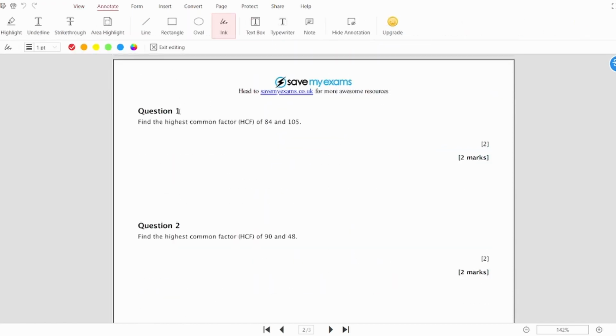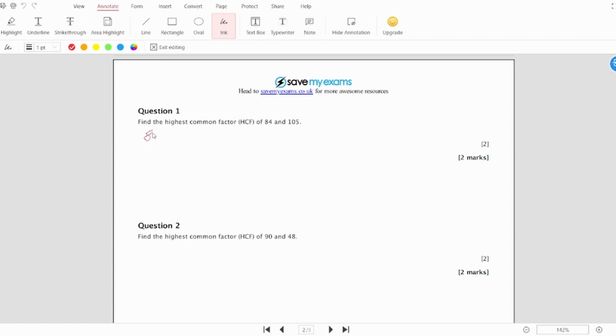Okay, question 1. Find the highest common factor of 84 and 105. When you see factor, think of a factor tree straight away. That's the first mistake I used to make, not thinking of that. Now, a factor tree looks like this.